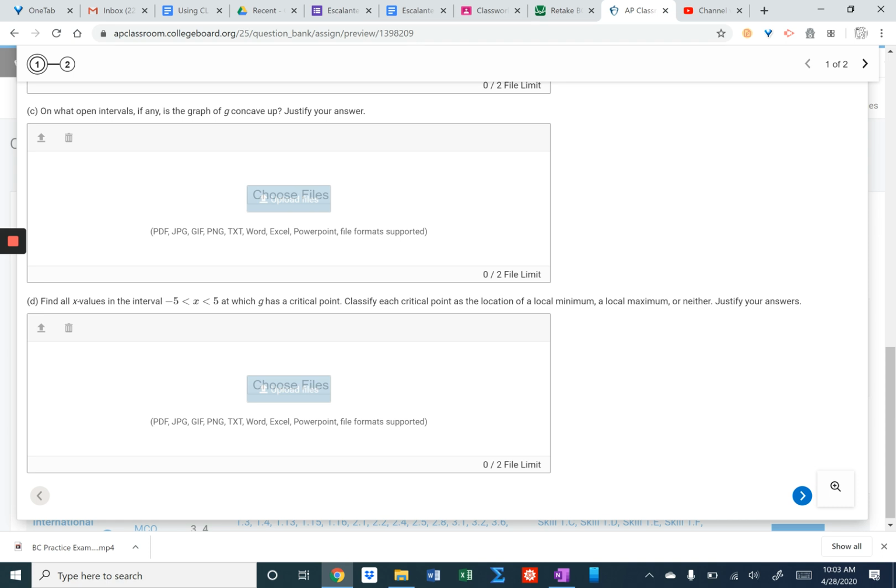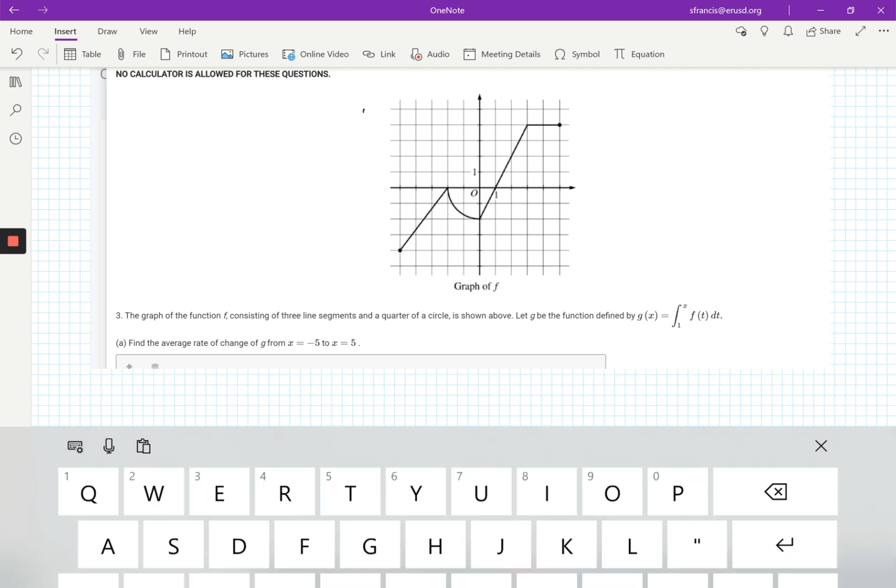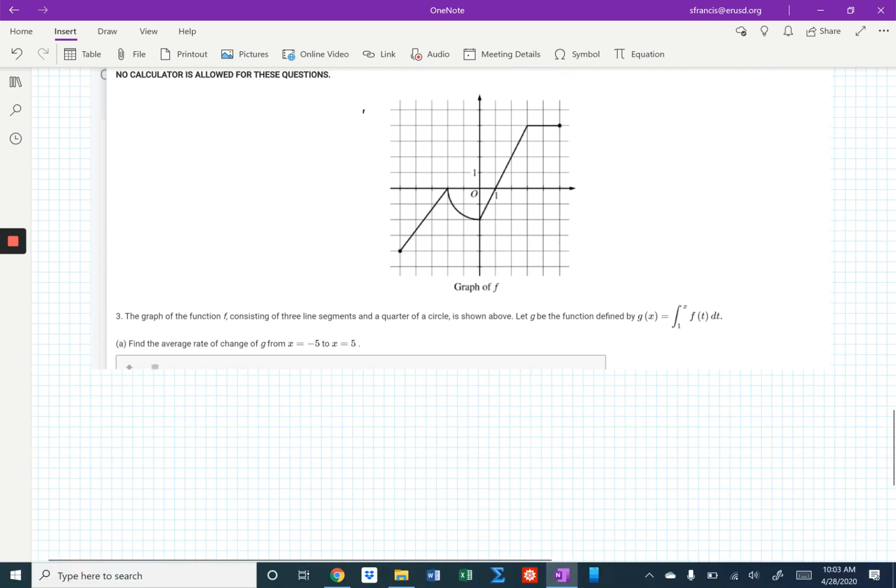We need to find critical points for g, where g's derivative is 0 or undefined. And then we need to look at all those points and see if we have a local max or local min or neither, and then justify the answer. All right, so let's go. Okay, so remember g prime is equal to f, okay?